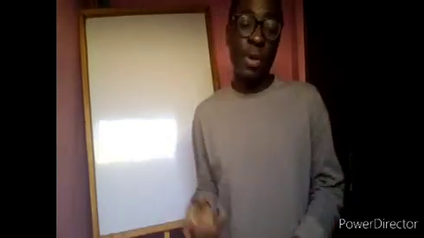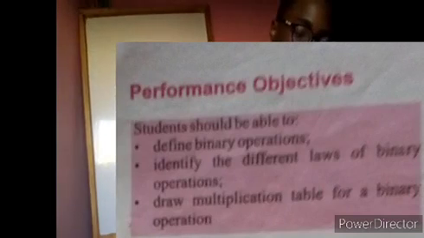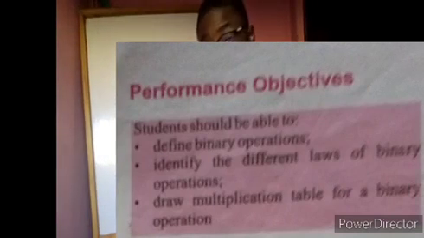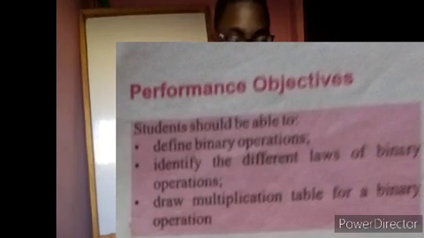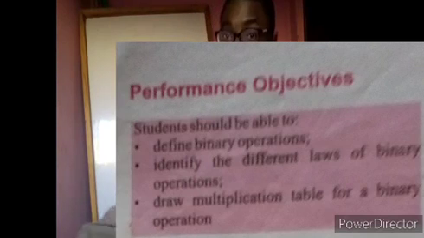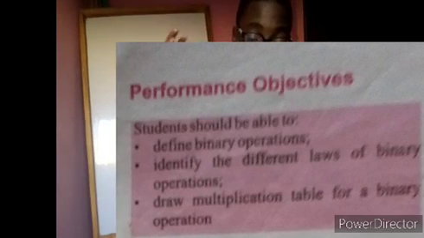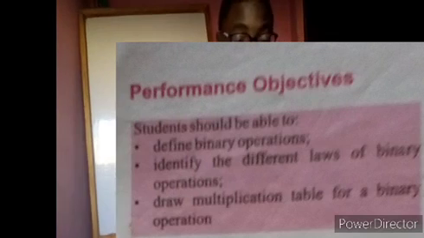So in today's course, our performance objectives are basically, by the end of today's course, we're supposed to have talked about a couple of things, and those things include defining binary operations. You should be able to define binary operation at the end of this course. Then you should be able to identify the different laws of binary operations. Then you should be able to draw a multiplication table for a binary operation.